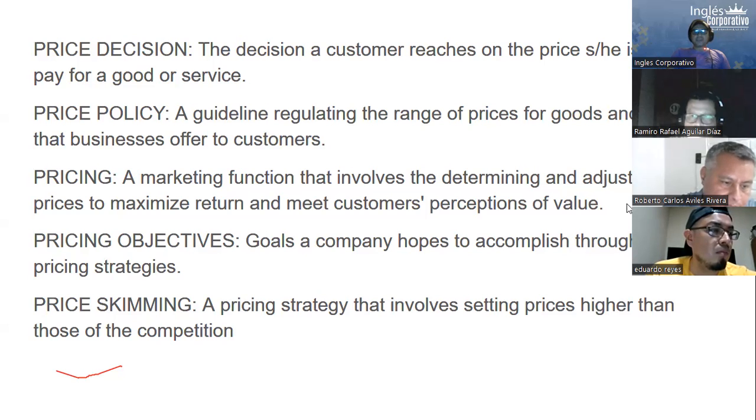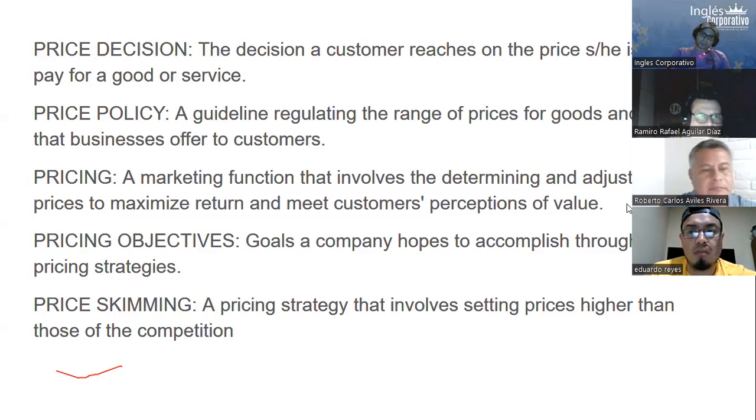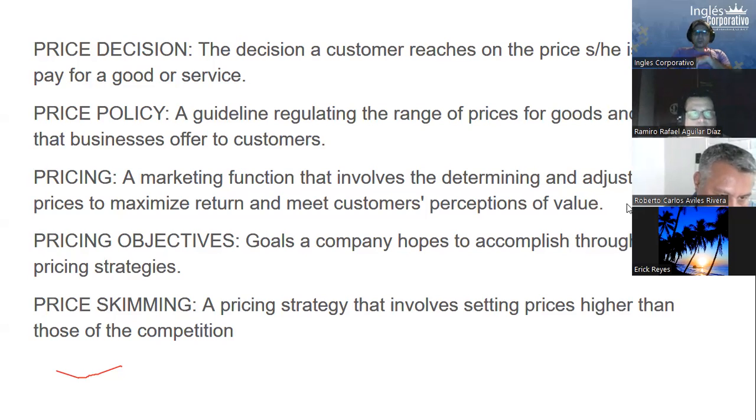Good. Pricing objectives. Who wants to read pricing objectives? Okay, you want to try? Go ahead. Pricing objectives. Goals a company hopes to accomplish through its pricing strategies. Okay, so that is it.